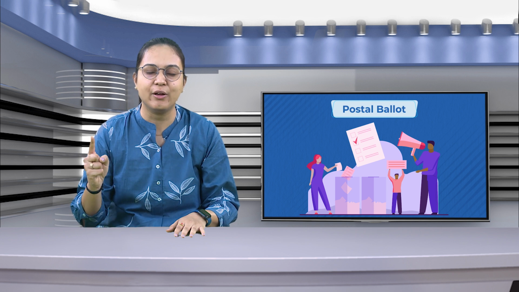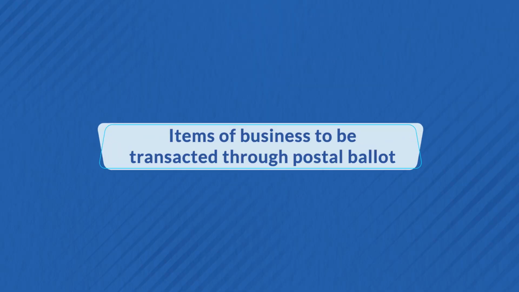One person company and other companies having up to 200 members are not required to transact any business through postal ballot, as provided in Rule 22 Sub Rule 16. However, a company is required to hold an annual general meeting every year, as this is a mandatory requirement under Section 96 of the Act. Now let's discuss items of business to be transacted through postal ballot.